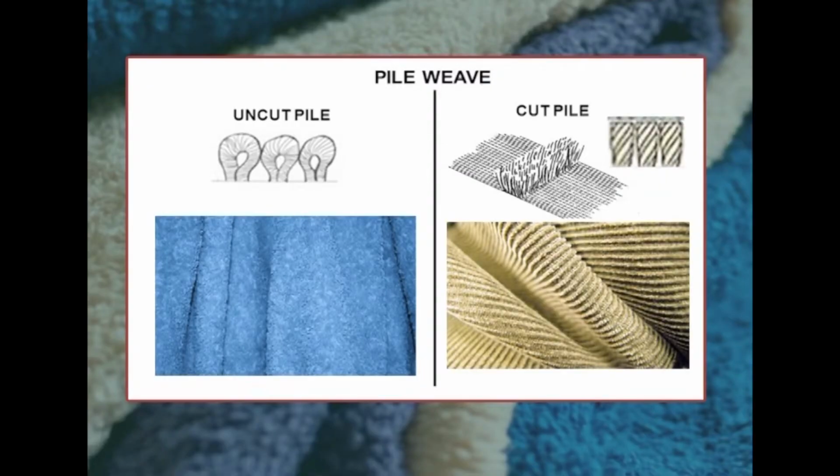These loops may be left like that, or they may be cut in order to produce more softness and more luster, as in velvets, and in that case they become cut piles. If they are left like that, as in Turkish towels, we call it an uncut pile.